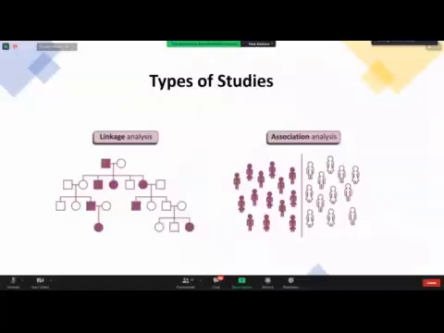So now we study this risk in two ways. One is we go through linkage analysis, we go through familial studies and see what their status is. Another is that we take association analysis. An association is when you take a patient group and you have a control group. So it's basically a case control association study. Through this we identify. Mostly these are the two types of study.